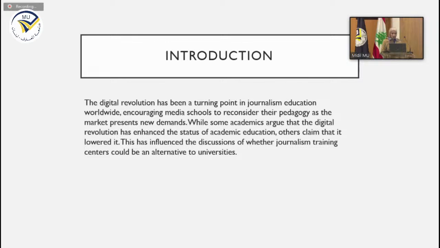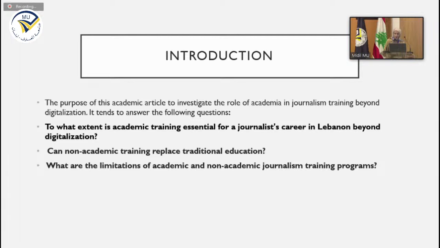While some academics argue that the digital revolution has enhanced the status of academic education, others claim that it lowered it. This has influenced the discussion of whether journalism training centers could be an alternative to universities. The purpose of this academic article is to investigate the role of academia and journalism training beyond digitalization. It tends to answer the following questions. To what extent is academic training essential for a journalist career in Lebanon beyond digitalization? Can non-academic training centers replace traditional education? And what are the limitations of academic and non-academic journalism training programs?